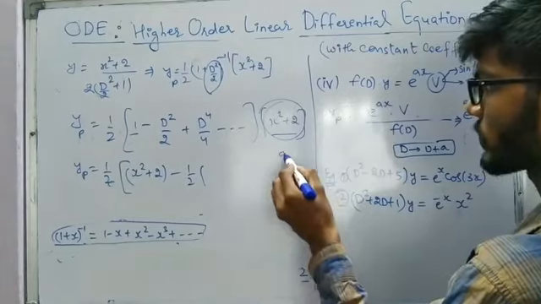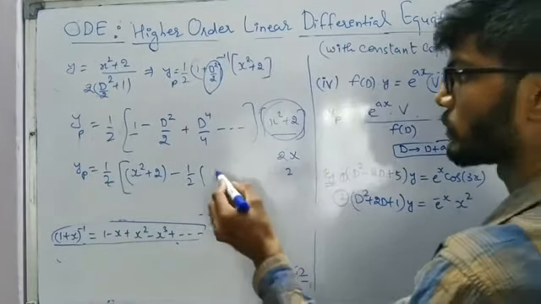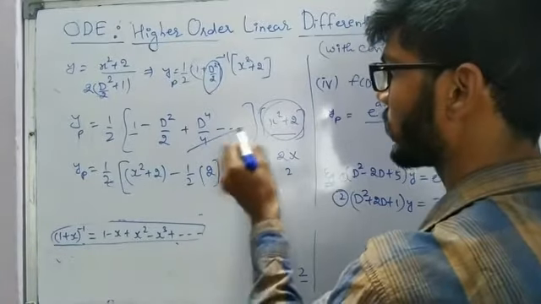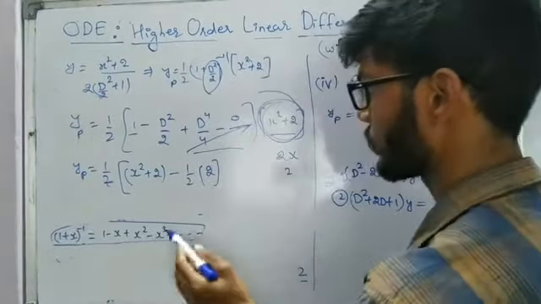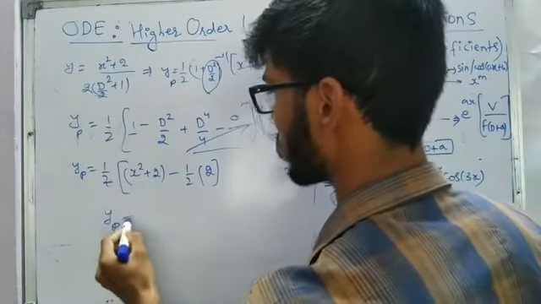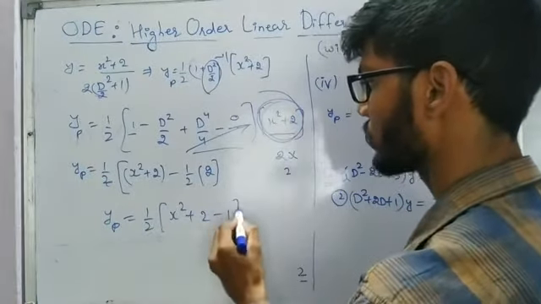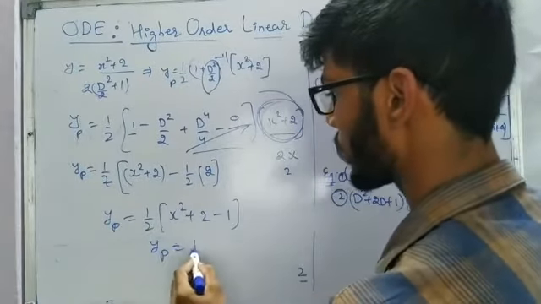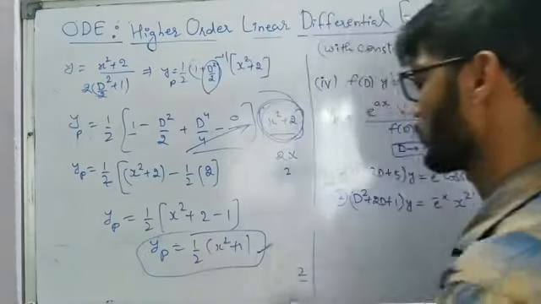So differentiation of x square plus 2 once is 2x, and one more time it is 2. All the higher order differentiation we are going to get is 0 only. So we are going to get the particular integral as y2 is equal to 1 by 2 x square plus 2 minus 1. So this will be 1 by 2 x square plus 1. So that is going to be our answer. So this is the next case.